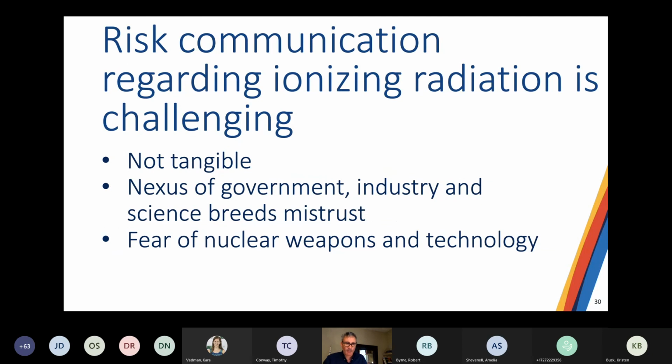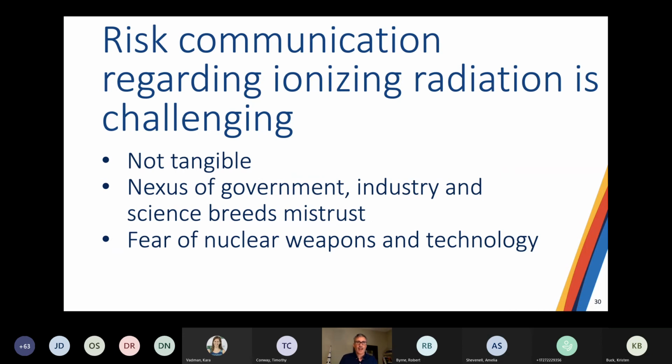Part of my job and part of my project's job was to communicate this risk to the public as information was coming in. And what I discovered quite quickly, and those of you who have had to communicate about ionizing radiation in the environment, it's challenging.